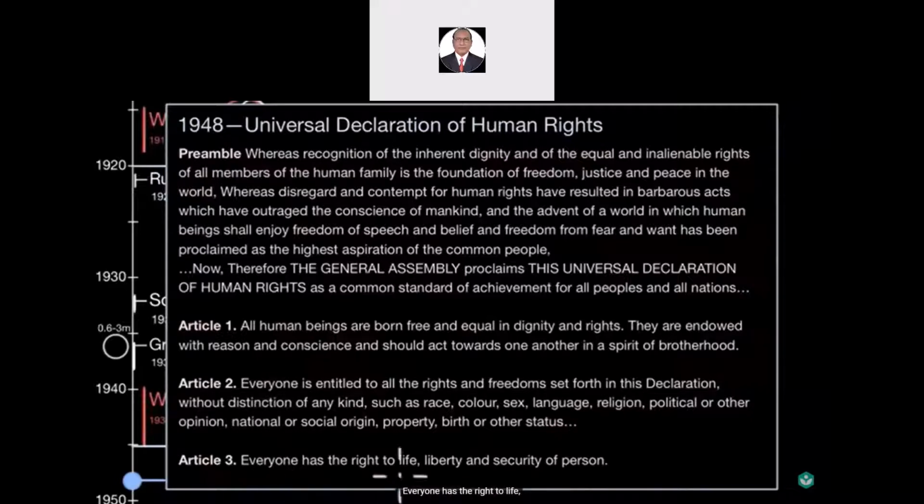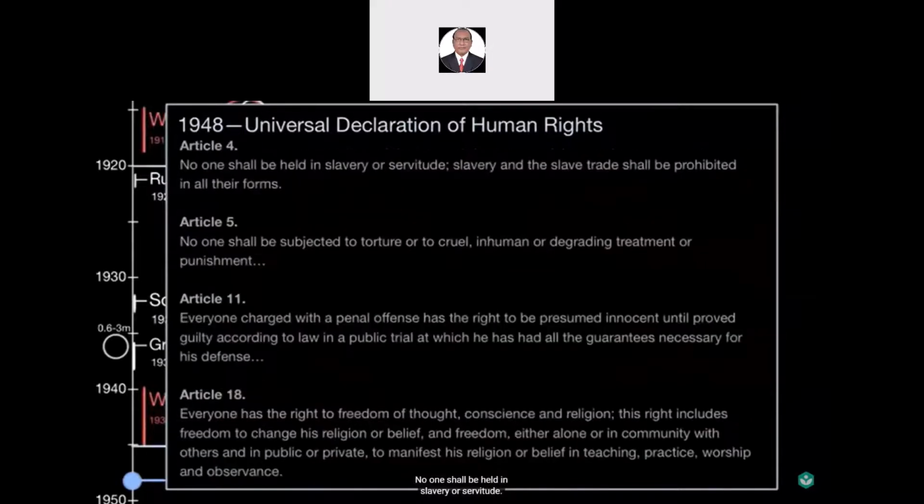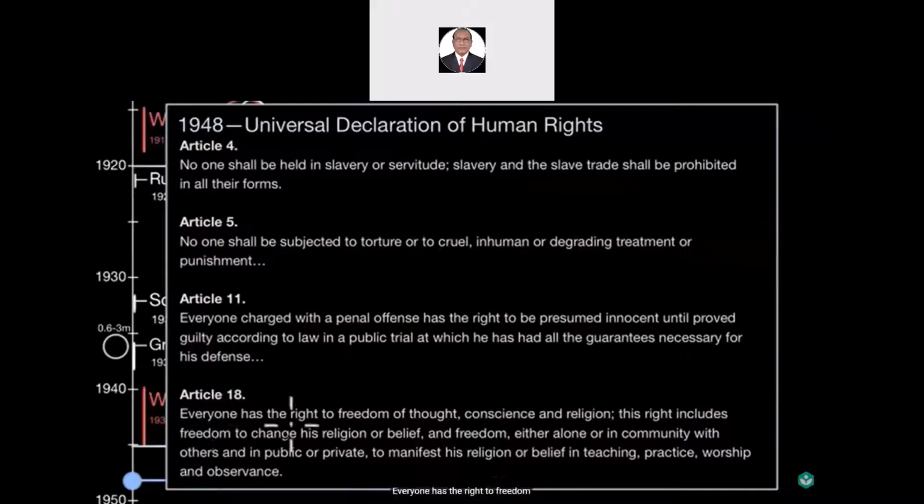Everyone has the right to life, liberty, and security of person. No one shall be held in slavery or servitude. No one shall be subjected to torture or to cruel, inhuman, or degrading treatment or punishment. Everyone charged with a penal offense has the right to be presumed innocent until proved guilty. Once again, ideas that seem very similar to what we see in constitutions like that of the United States. Everyone has the right to freedom of thought, conscience, and religion.